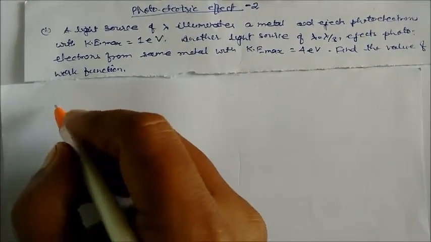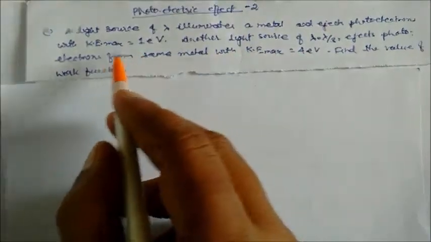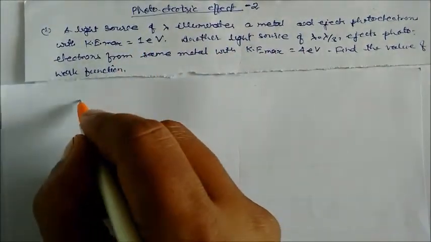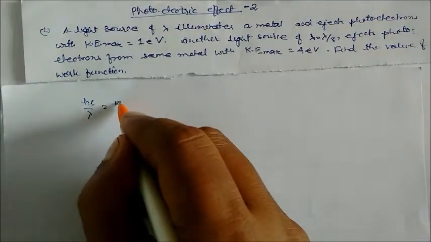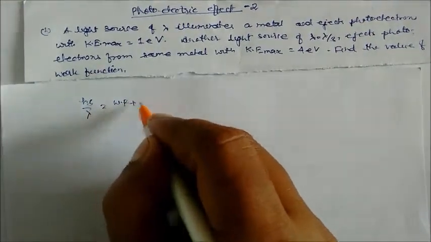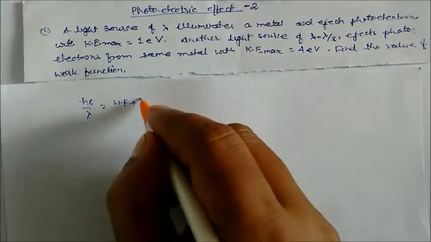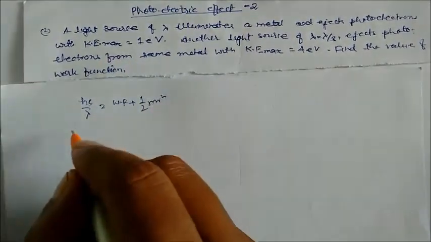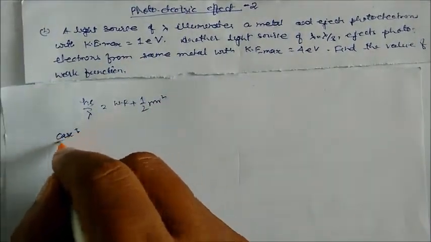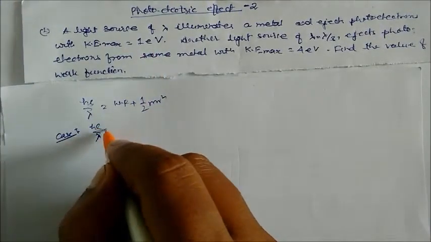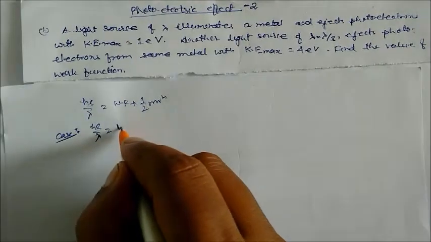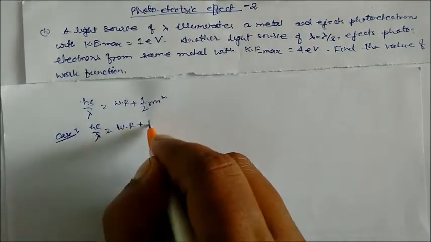So in the first case the kinetic energy is 1 electron volt. So we can write hc upon lambda equal to work function plus kinetic energy, which is 1/2 mv square. So if you take case 1, hc upon lambda is equal to the work function plus 1.